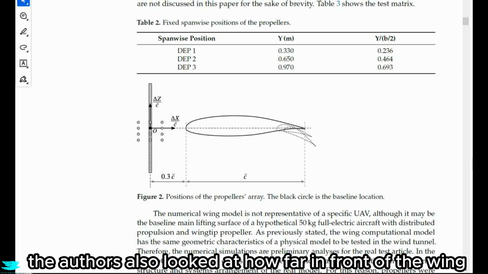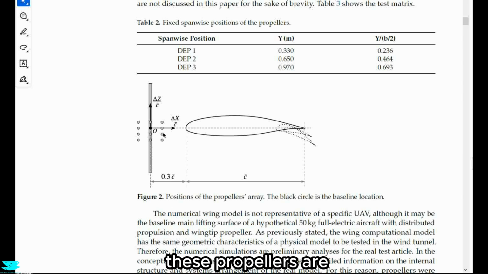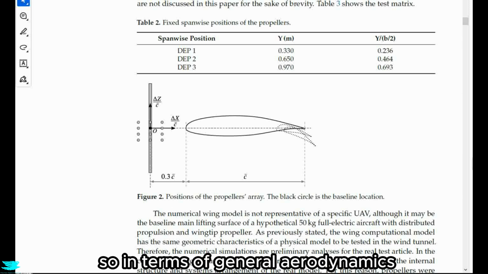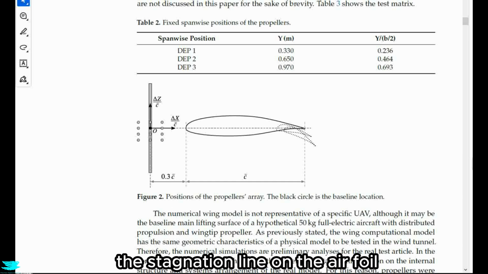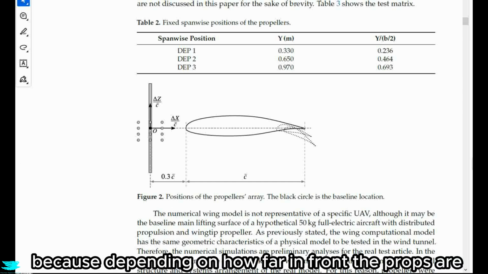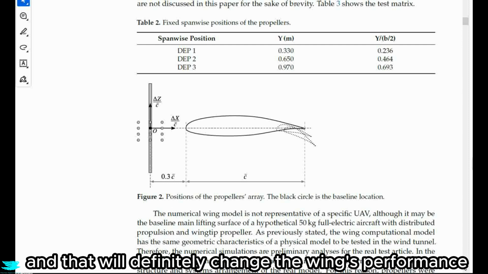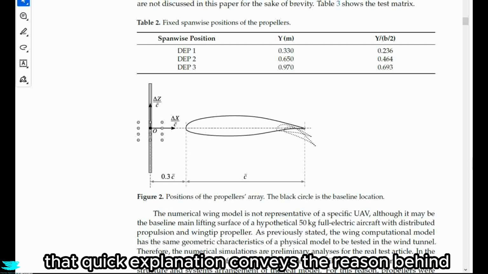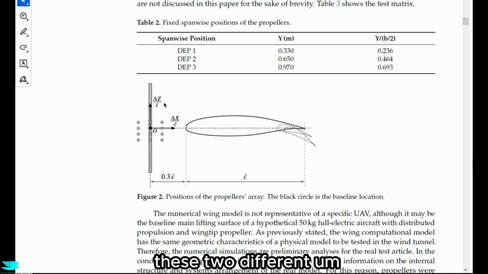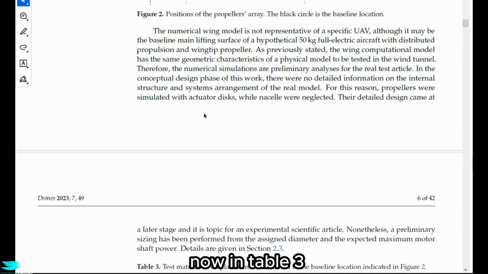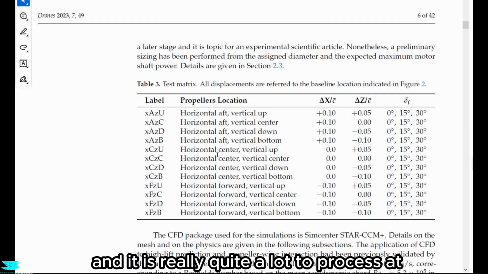But the authors also looked at how far in front of the wing these propellers are and how that affects the wing's performance. So in terms of general aerodynamics, that could definitely change the stagnation line on the airfoil because depending on how far in front the props are, the flow has more time to change which side it will go over, and that will definitely change the wing's performance. So hopefully that quick explanation conveys the reasoning behind these two different general locations in the Z and the X directions.